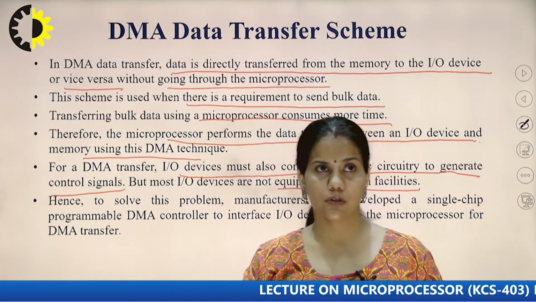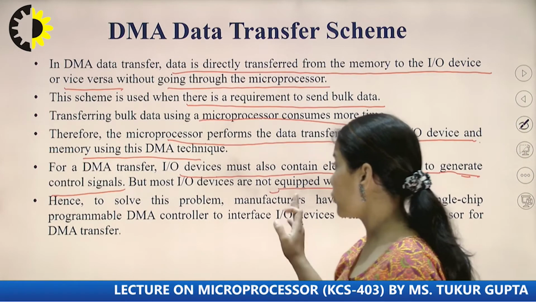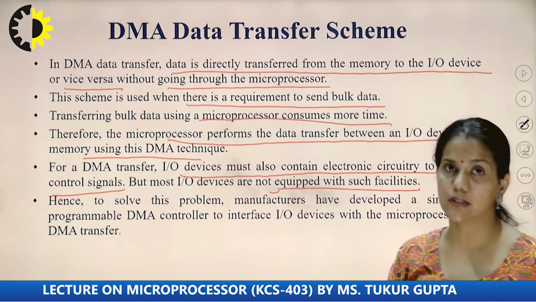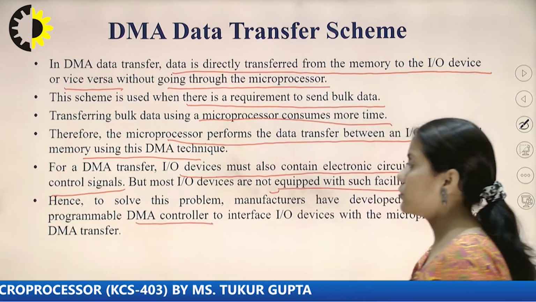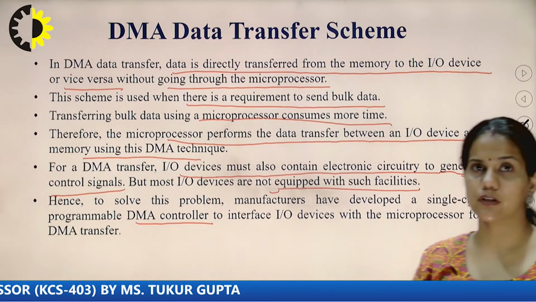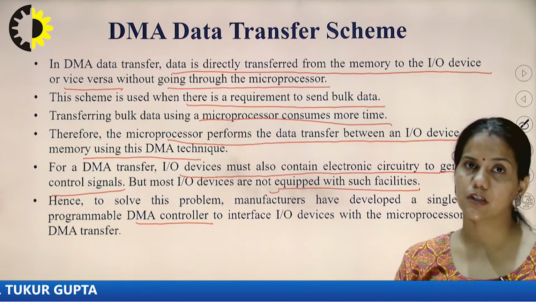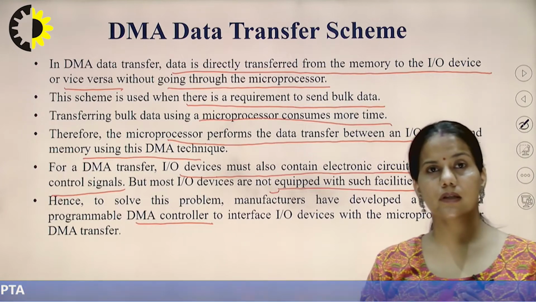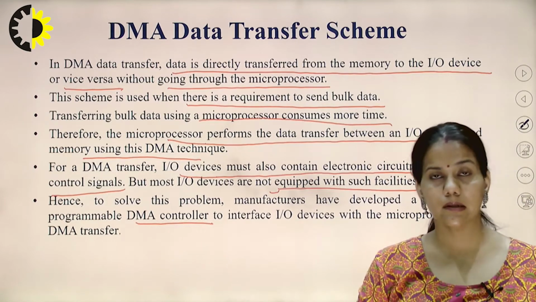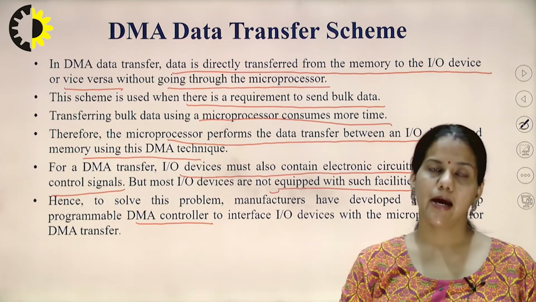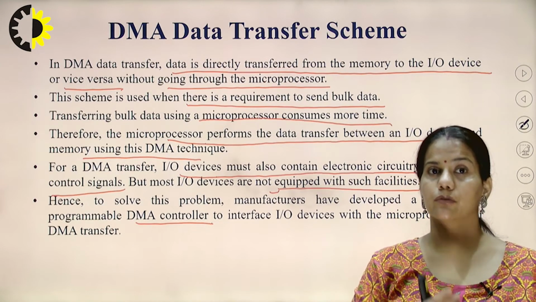So for this, when the input-output devices are not equipped with the special facilities for the DMA operation, in that case we use the DMA controller. To solve this problem, many manufacturers from different companies have invented this special chip, that is the DMA controller. Whatever signals come from the input-output devices, the DMA controller interprets those signals and sends them to the microprocessor, and in turn the microprocessor acknowledges those requests and sends back the acknowledgement signal to the DMA controller.